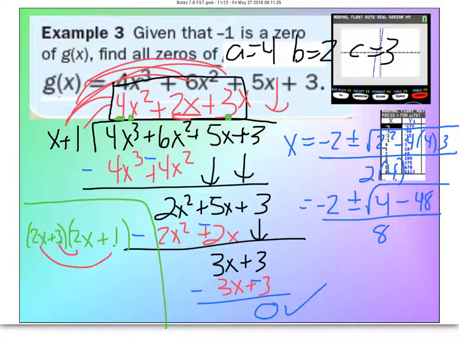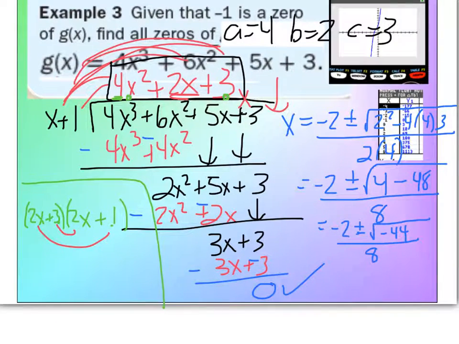Now I am going to break this into the two pieces right up front here. So that's going to give me negative 2 over 8 plus or minus, I'm going to pull out this negative by making it an i right now, square root of 44 over 8. And then I have to notice here, by the way, the square root of 44 is the square root of 4 times the square root of 11. So I can actually pull out, make it a 2.